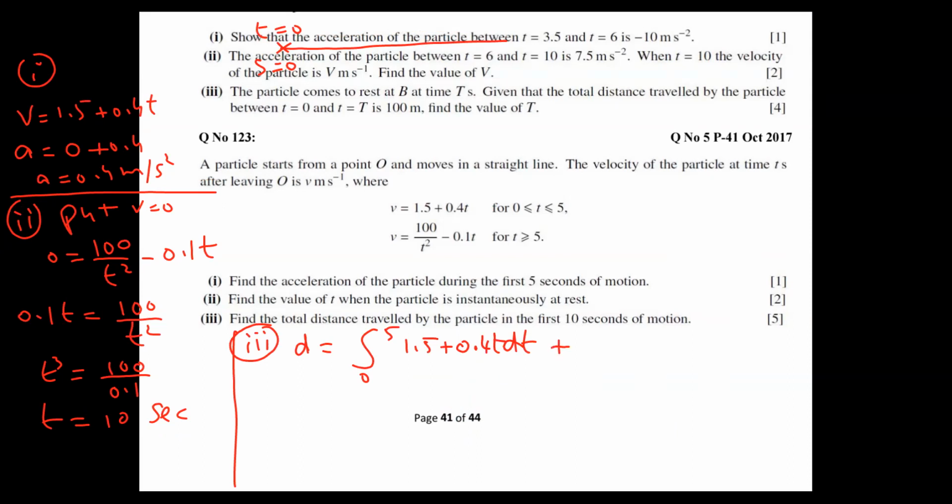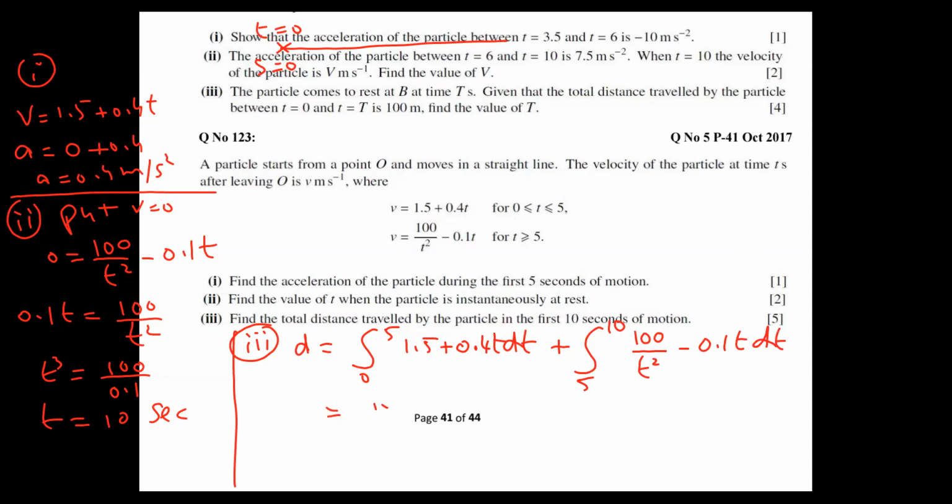But one point is important. I will discuss that later on. And 5 to 10, and this whole expression I will use here: 100 upon t to the power 2, negative 0.1 t, and dt. Actually, I can sketch for a while, just for the sake of our satisfaction.